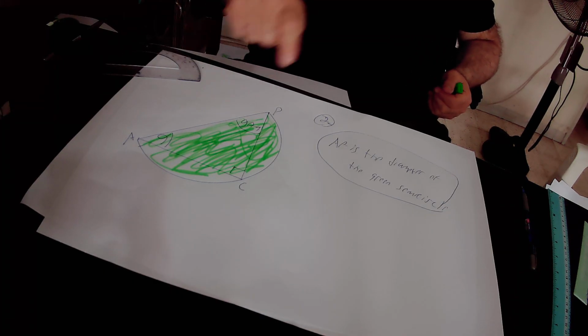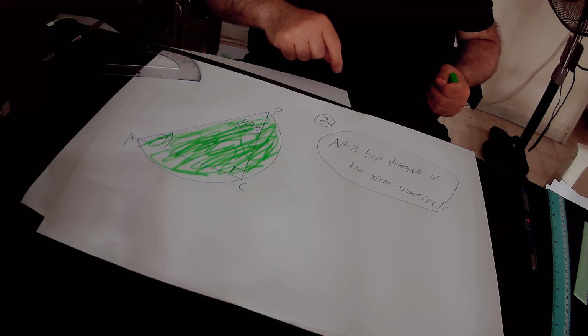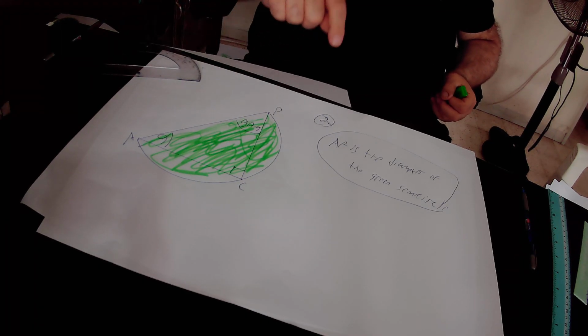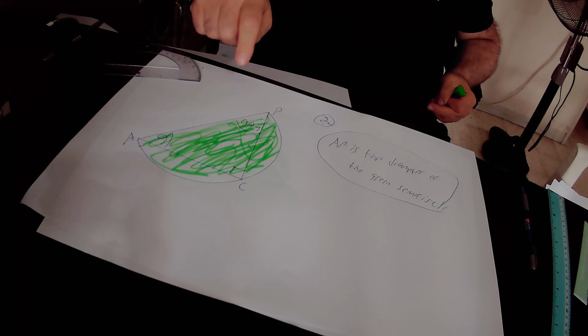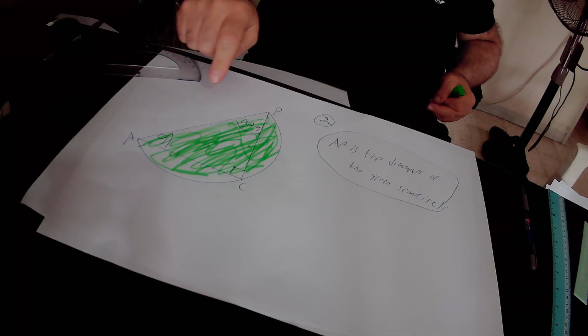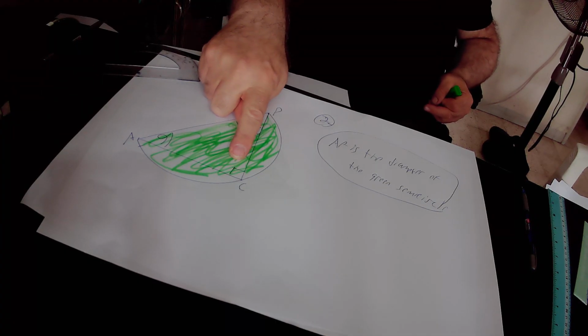AP is of course the diameter of this green semicircle, and we have peripheral angle ACP that is subtended on AP, that is the diameter of the semicircle, and according to rule 7, any peripheral angle that is subtended on the diameter of the circle must be equal to 90 degrees in its size. Therefore peripheral angle ACP equals 90 degrees. It is a right angle.